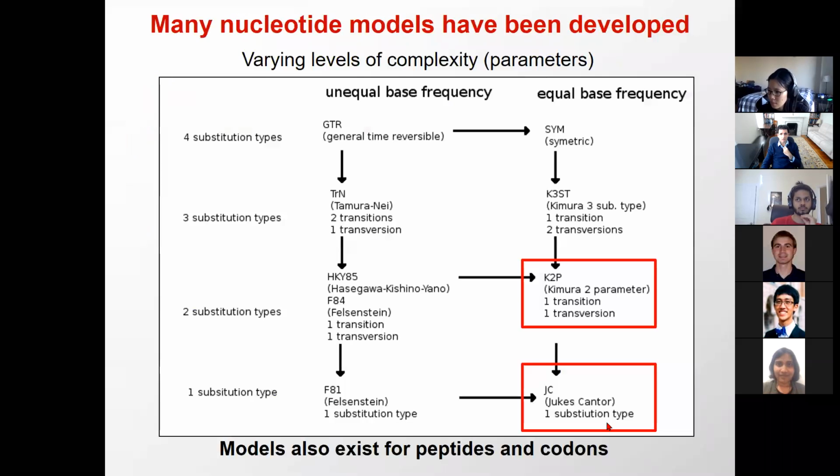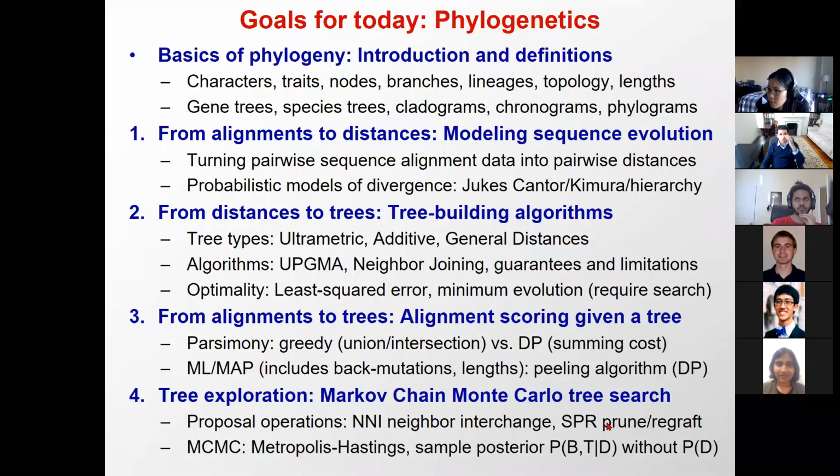Okay. So we basically talked about how we go from alignment to distances. How do we turn pairwise sequence alignment data into pairwise distances by computing a probabilistic model of divergence like Jukes Cantor or Kimura or this whole hierarchy of models that allows us to infer the actual number of mutations that likely occurred to yield the observed number of substitutions that we have between the pairs of sequences.